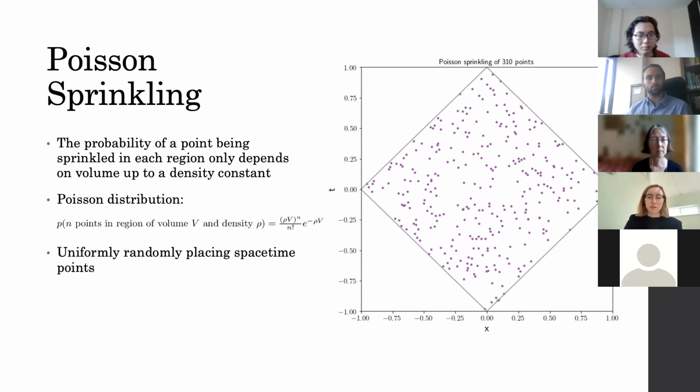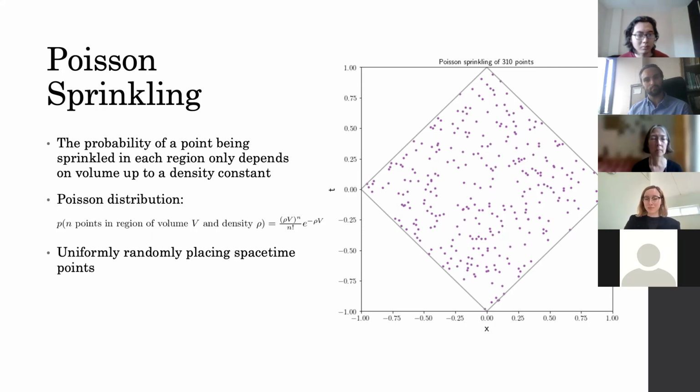The probability of a point being sprinkled in each region only depends on volume, up to a density constant. The Poisson distribution is given by this equation here, and we used it because it gives uniformly randomly placed points in space-time. It's a good time to mention that we're working in flat space-time. And I'll let Ben continue on.